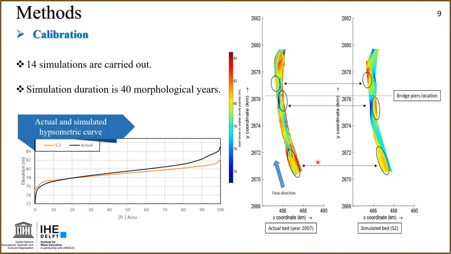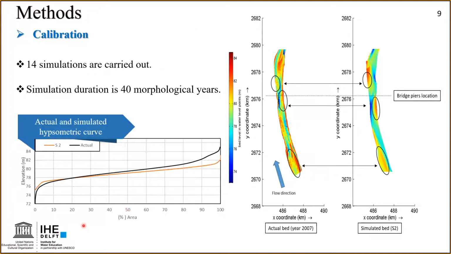As we see, it can capture qualitatively the bed formation of the actual bed. You can see here the alternate bars. It could form the alternate bars and pools on the other side. Simulation duration is 40 morphological years, until the system becomes steady and there is no further change in the bed, or it is negligible.